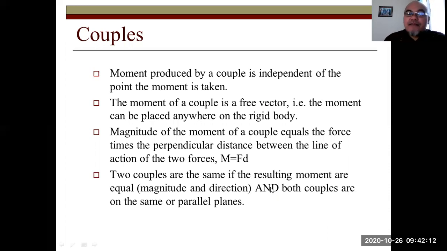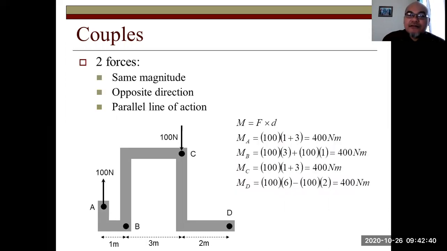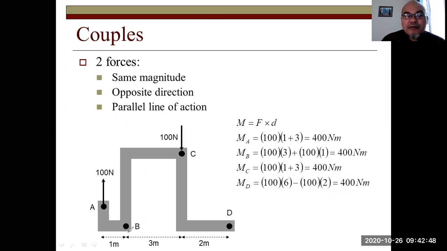Two couples are the same if the resulting moments are equal in magnitude and direction, and both couples are on the same or parallel planes. Again, I repeat, two couples are the same if the resulting moments are equal in magnitude and direction, and both couples are on the same or parallel planes. So, for example, coming back here, we compare it with a different moment. Let's say we put another moment at this part.